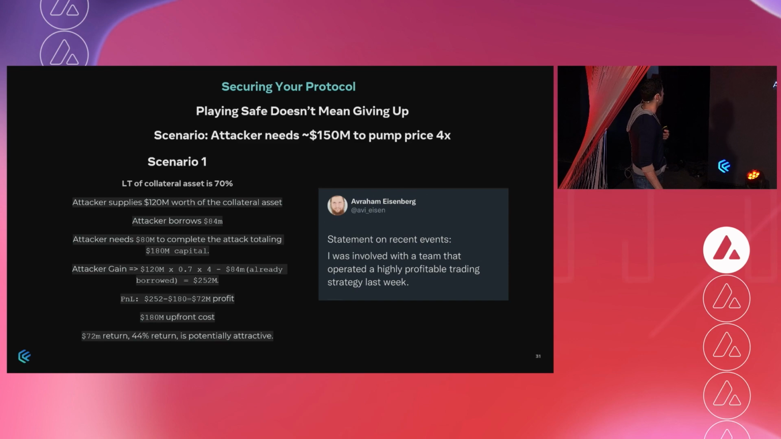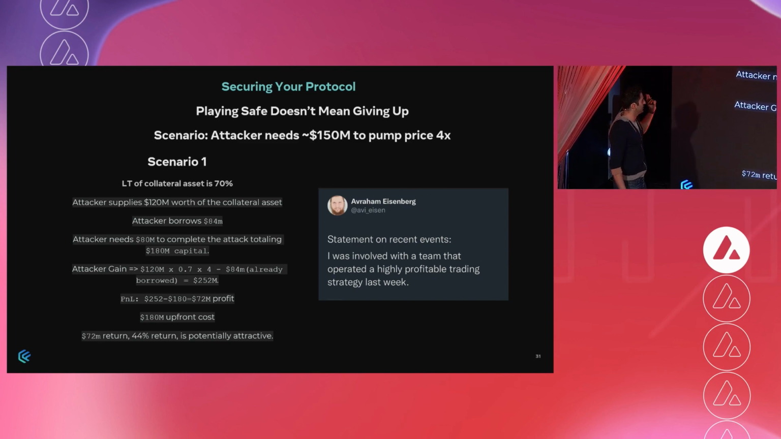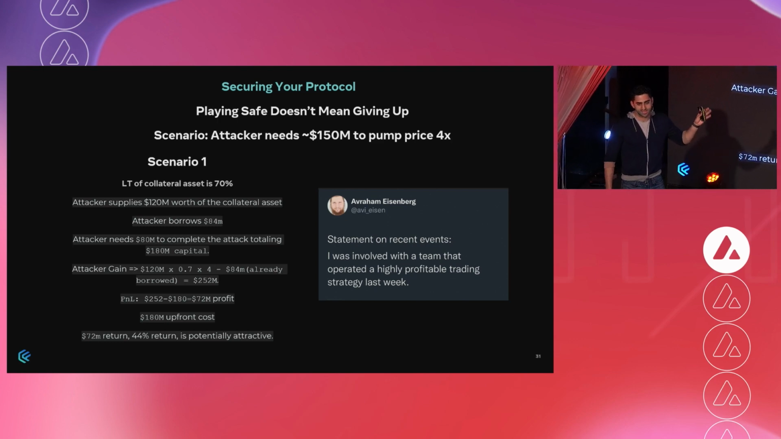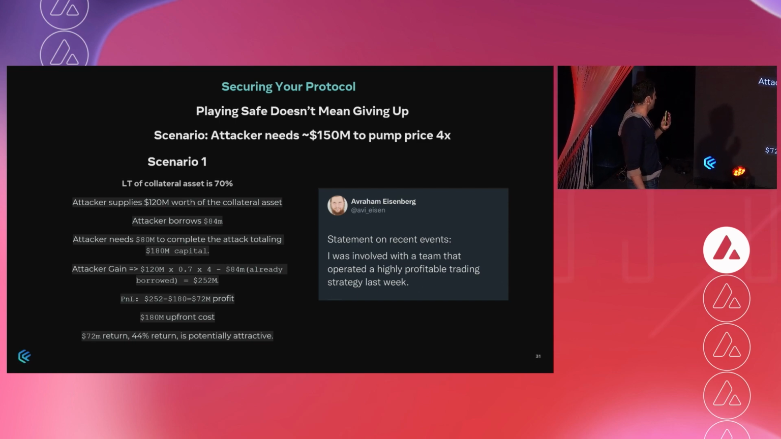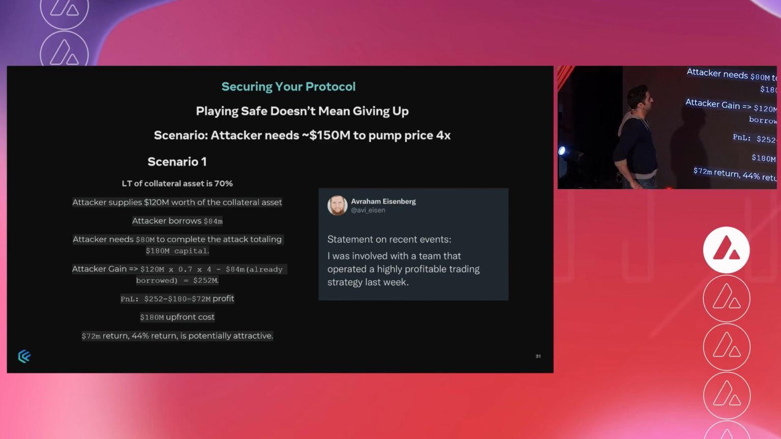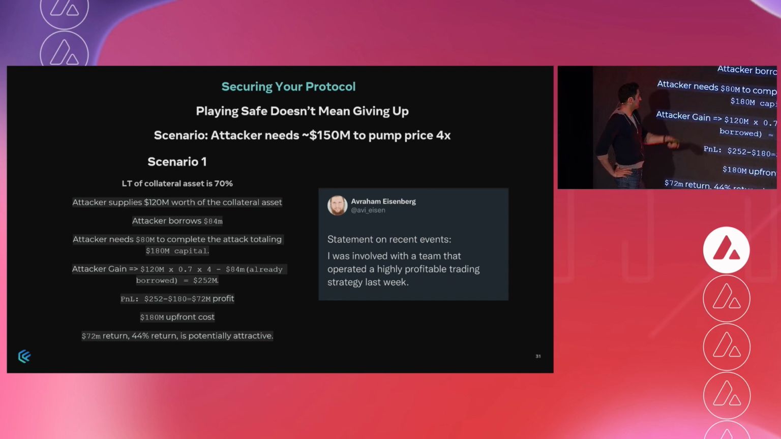The attacker comes in well capitalized and supplies $120 million worth of the collateral asset. Now there's a 70% collateralization ratio, so the attacker can borrow up to $84 million. And we said that the price pump costs about 150. So the attacker needs actually less than $80 million to complete the account, totaling $180 million in capital. Now we have the funds that are required in order to do the pump.